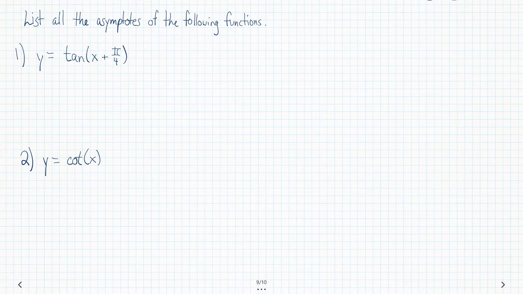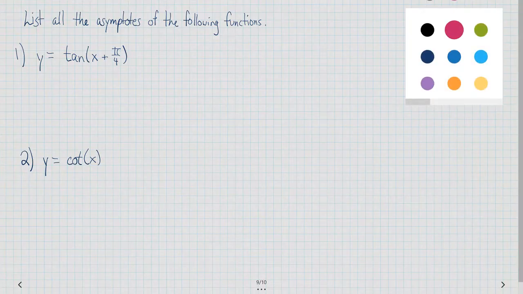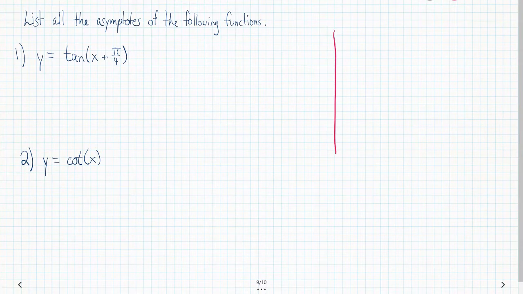Okay, so moving forward on this, we want to list all asymptotes of the following functions. We have y equals tangent of x plus pi over 4, and then y equals cotangent of x. So a couple things that we might know or not know. I just talked about the fact that tangent of x has all these asymptotes occurring, and the graph looks something like this.